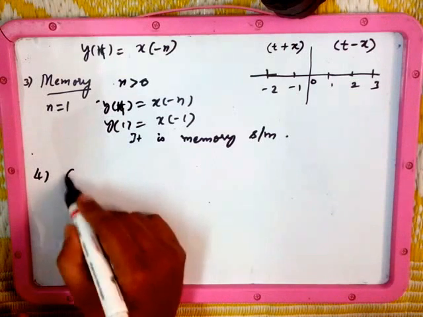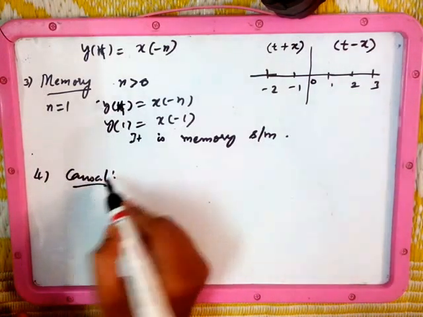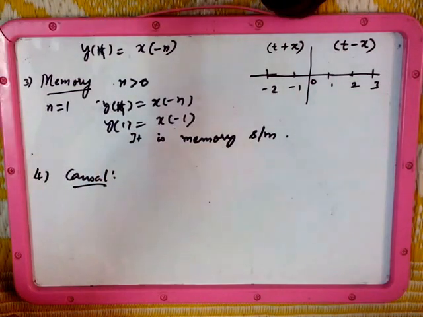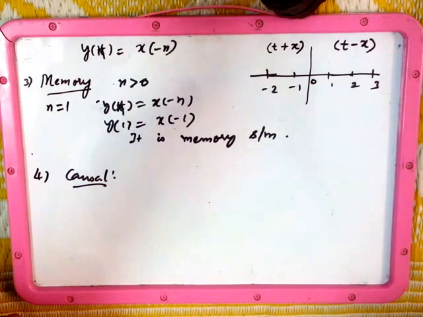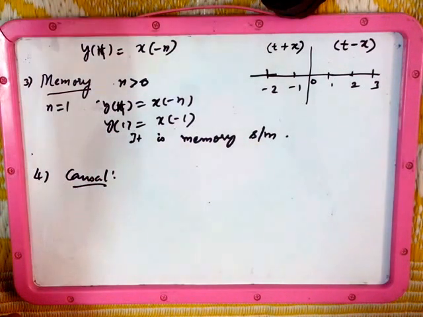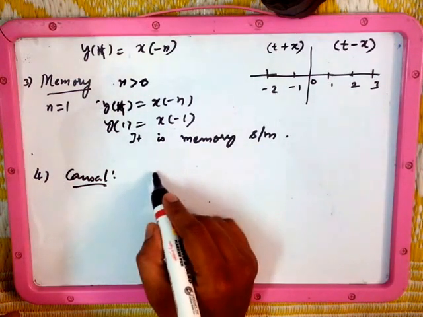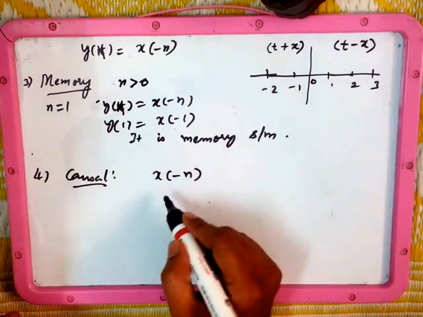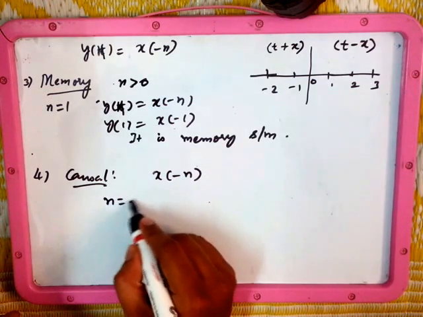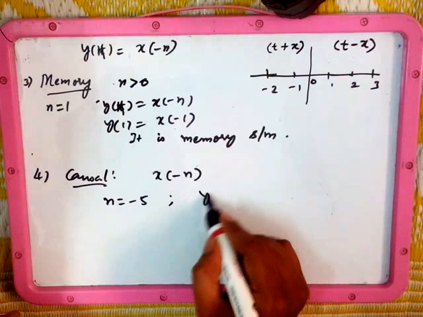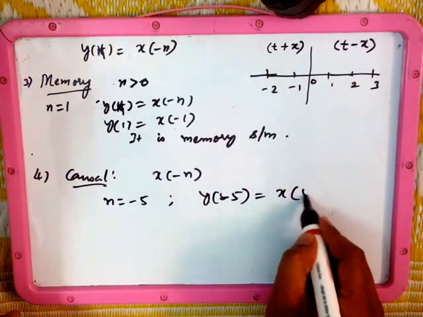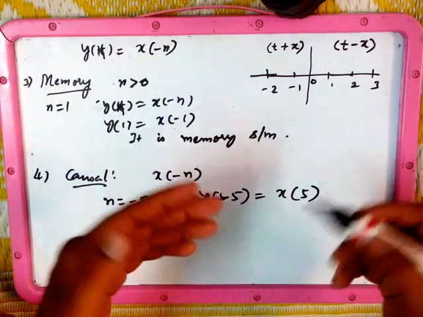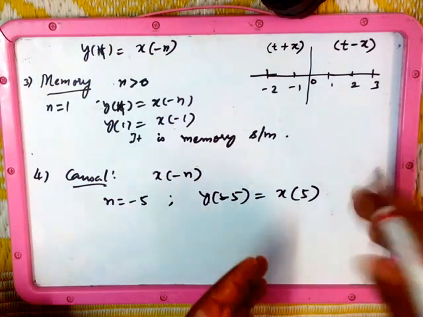Now coming to causal. Causal indicates that the system has present values and should not have future values. The main definition of a causal system is that it should not depend on future values. Let us take the example x of minus n. If you put n equal to minus 5 in the equation, y of minus 5 is equal to x of 5. If the argument is plus 5, that means it is the future.